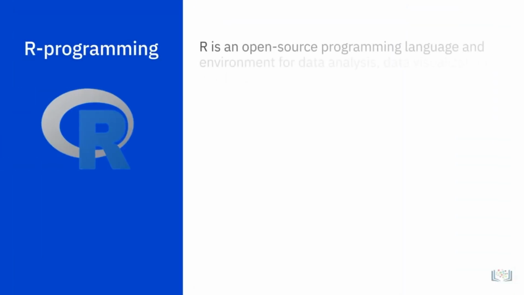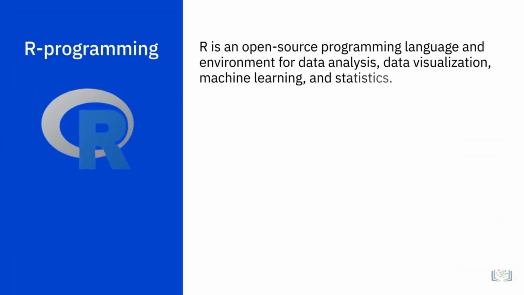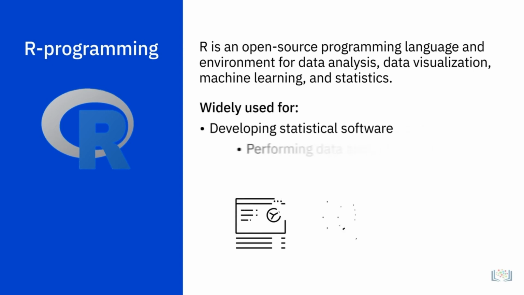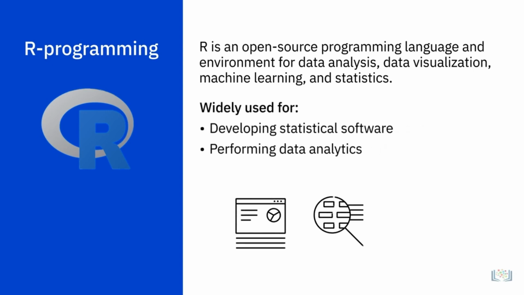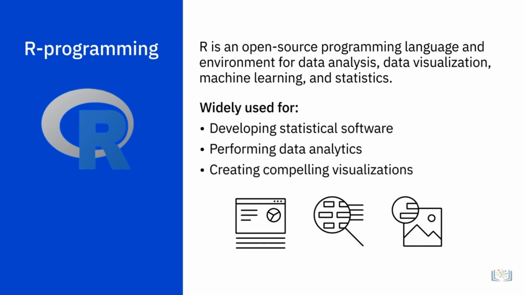R is an open source programming language and environment for data analysis, data visualization, machine learning, and statistics. Widely used for developing statistical software and performing data analytics, it is especially known for its ability to create compelling visualizations, giving it an edge over some of the other languages in this space.